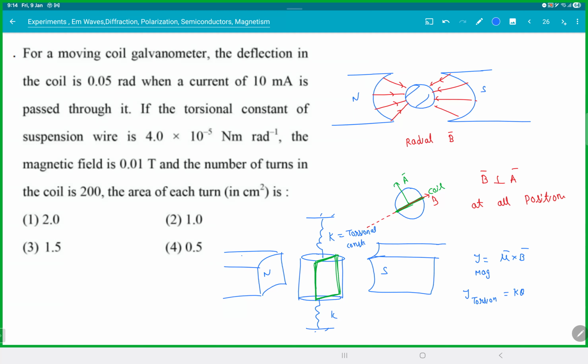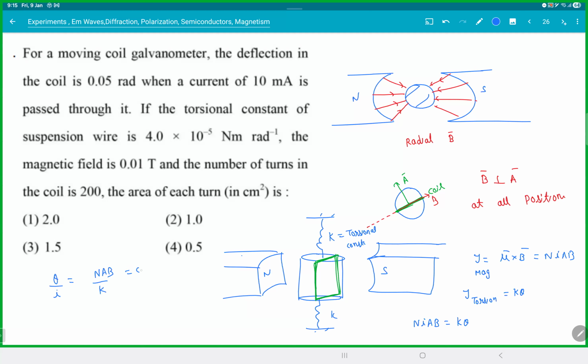In equilibrium, both will be equal, and mu B will be NIAB. Theta is 90. So we get NIAB is equal to K theta. That's your formula there. So here, put theta by I. This is your angle per unit current, which is NAB by K. This is called current sensitivity. Getting it? This NAB by K.